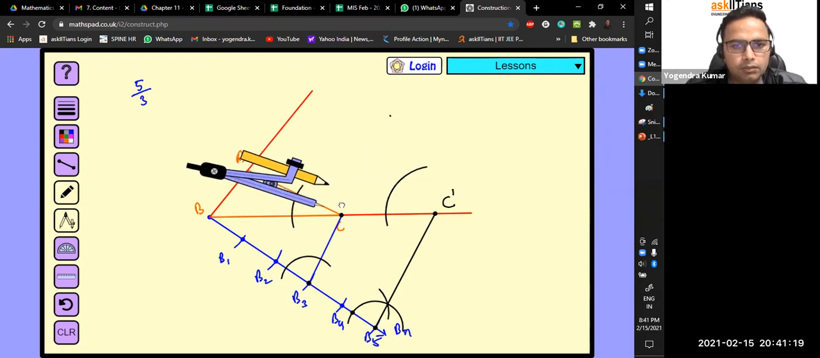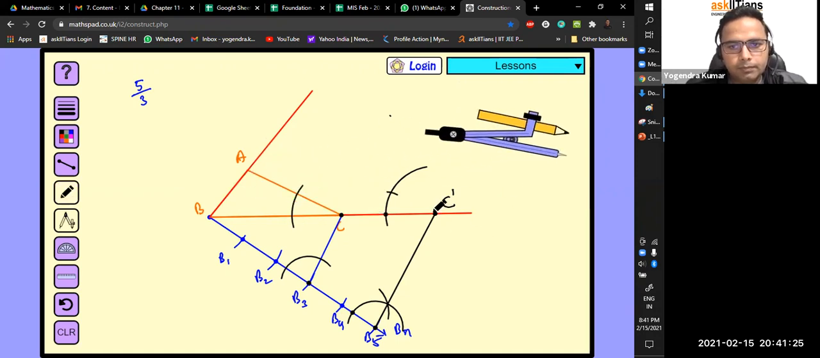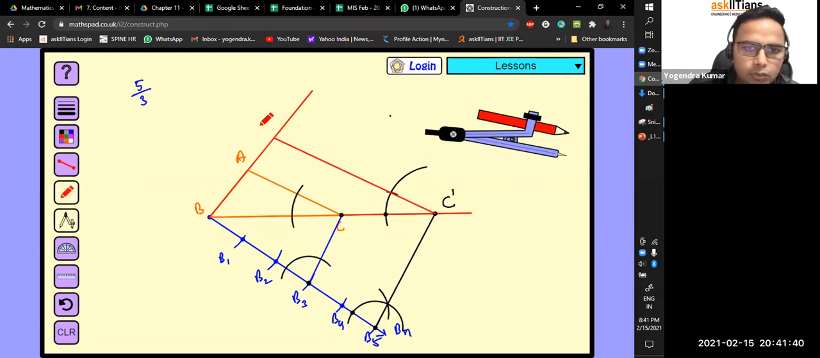Now lock it and let's cut it. Yep. Now this is what I need to join here. Let me join here. This one. Yes, this is our A dash. I hope you got it.